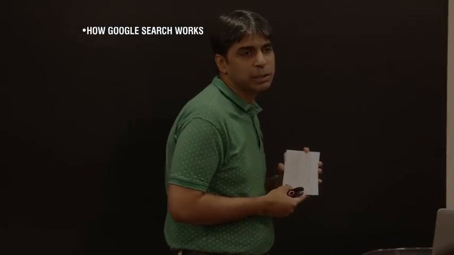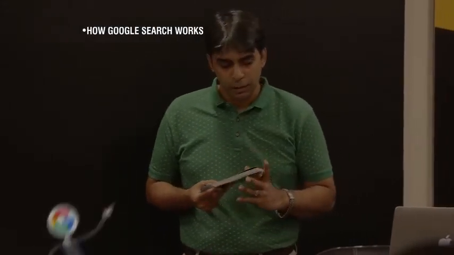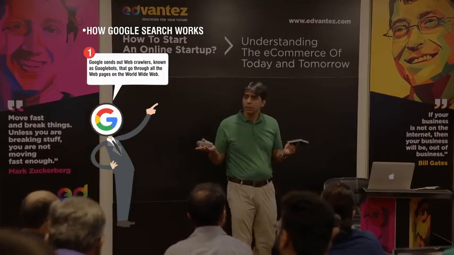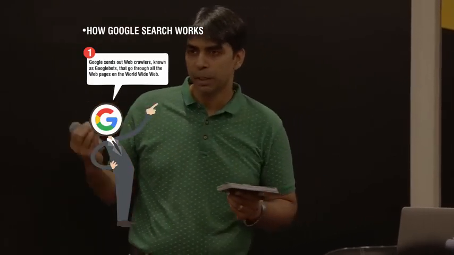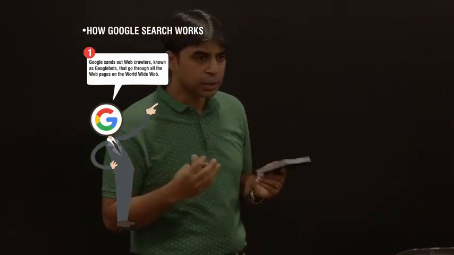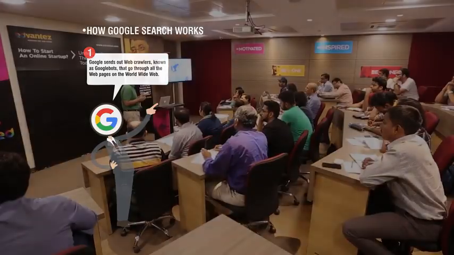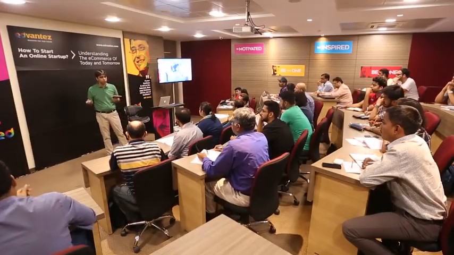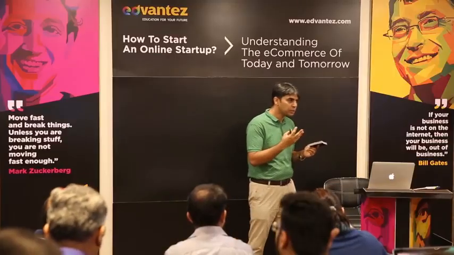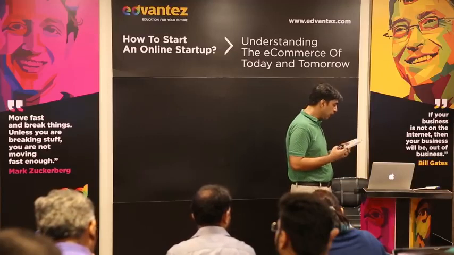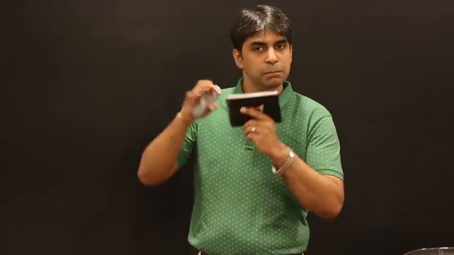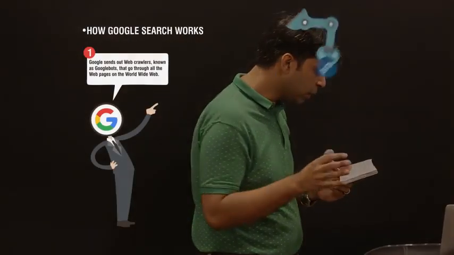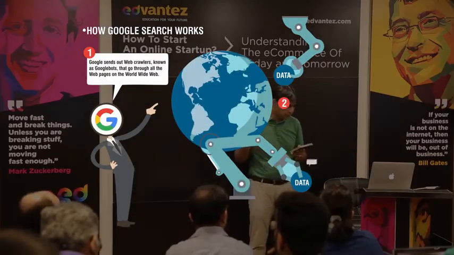Let's look at how Google actually works. You've heard of things called web crawlers? These are basically small programs that go out there and crawl each website. The crawlers for Google are called Googlebots. You'll hear this term. Like robots, they're called Googlebots. What they do is they go to every web page in the world and crawl it. That's the first step. That's how they go about building an index.